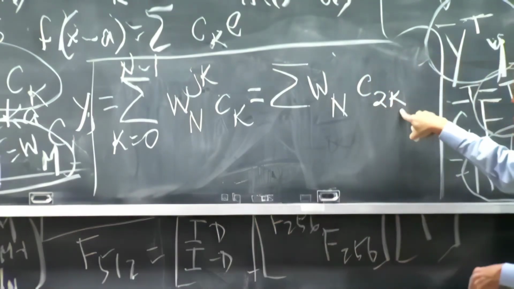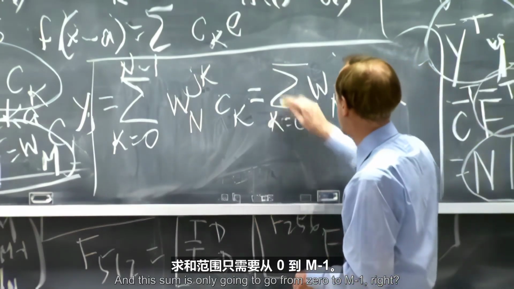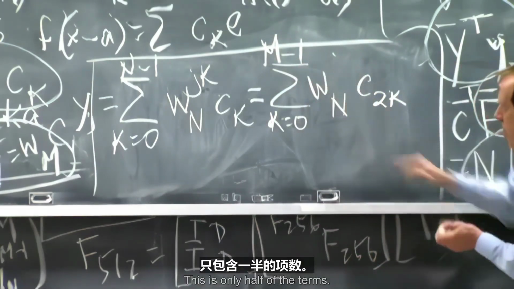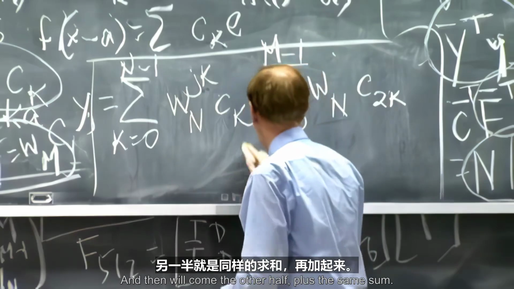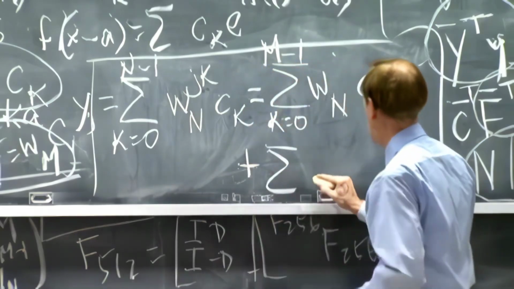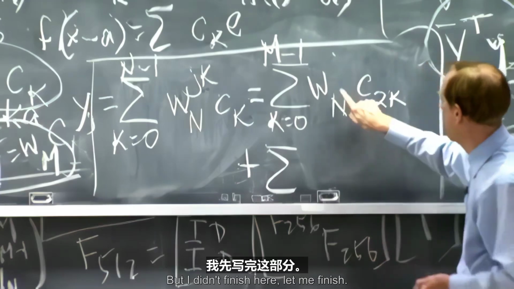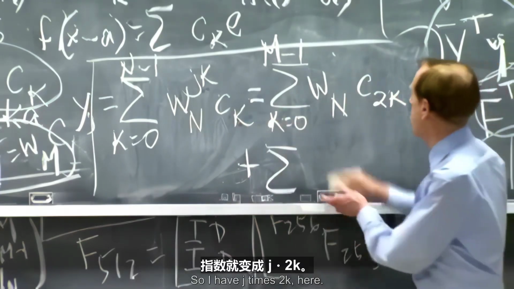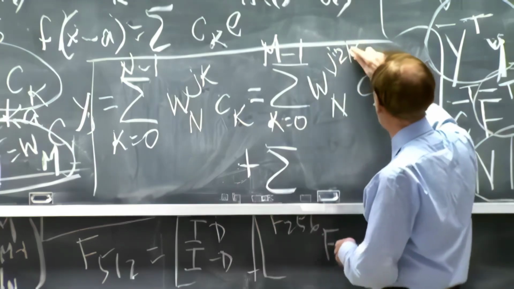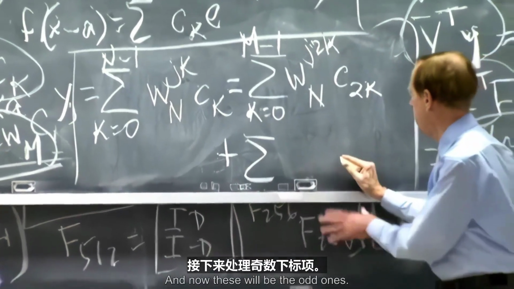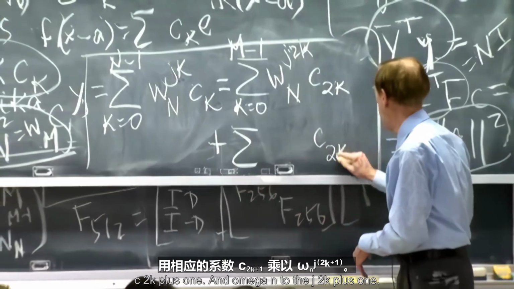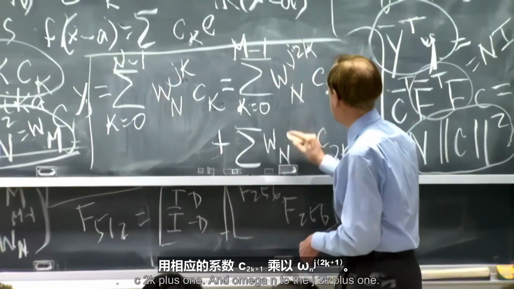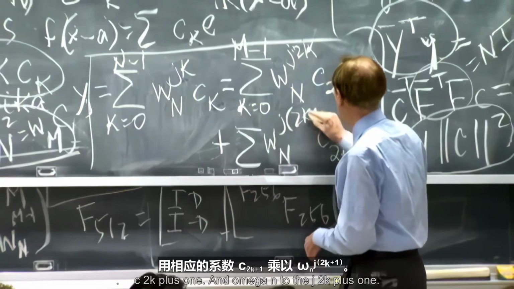These are the ones with even indices, and the sum is only going to go from 0 to m minus 1, right? This is only half of the terms. And then will come the other half, plus the same sum. Let me finish. I'm taking, instead of k, 2k. So I have j times 2k here. And now these will be the odd ones, c_{2k+1}, and omega_n to the j times (2k plus 1).